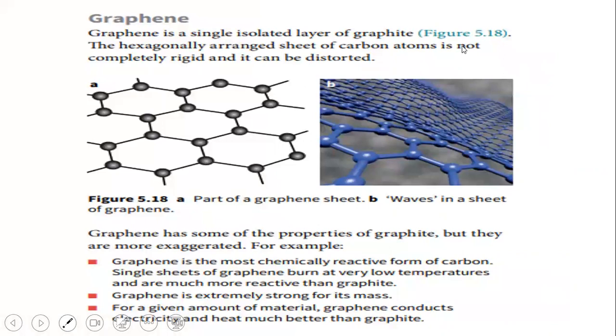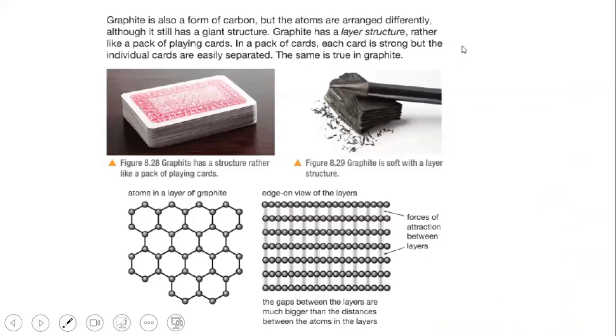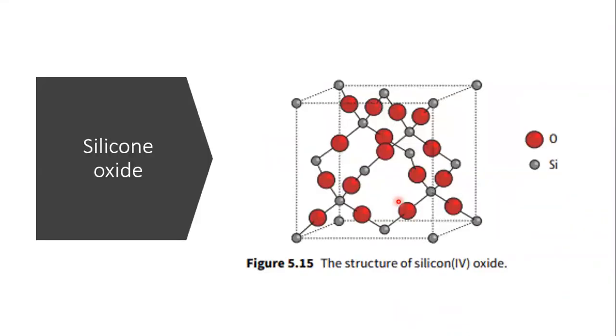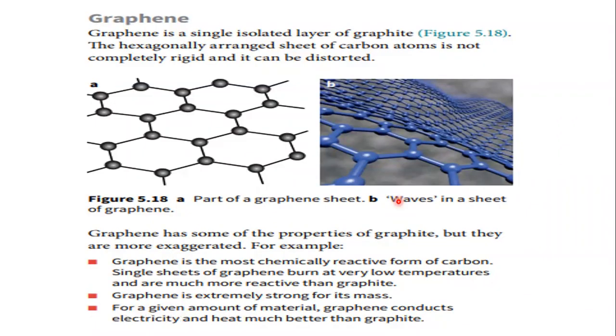Okay, so now we're going to go over graphene. Graphene is literally just one layer of graphite. If I just take one layer of graphite, that is going to be your graphene. That is it. And when we are talking about graphene, your carbon atoms are going to be hexagonally arranged.